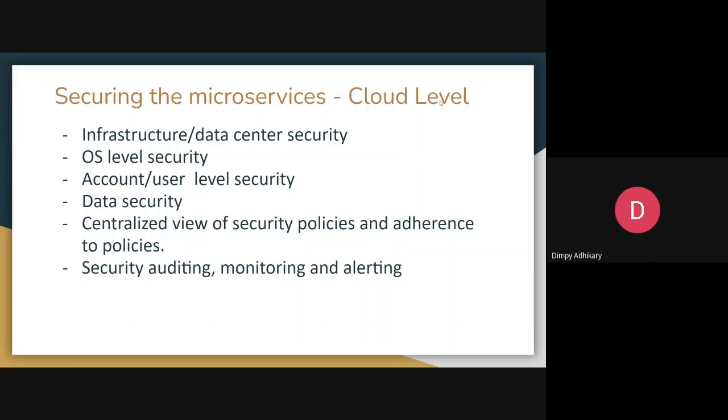Cloud providers offer their own security mechanisms and security policies, and you need to make sure all those things are in place. For infrastructure level security, like data center level security, obviously they will provide it. Next is the OS level security, like your VM, your EC2 instance, should be secure. Next is account or user level security, for whoever is using those instances, maybe your developers, your testers, or any other person in your company who needs that access. So you should secure that.